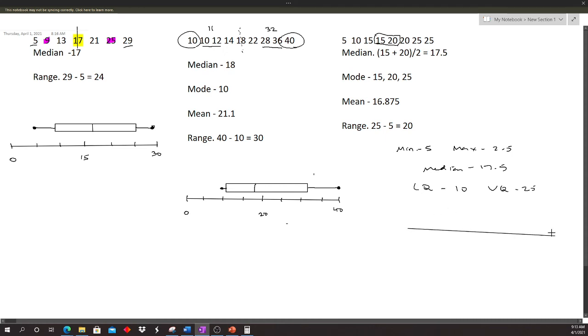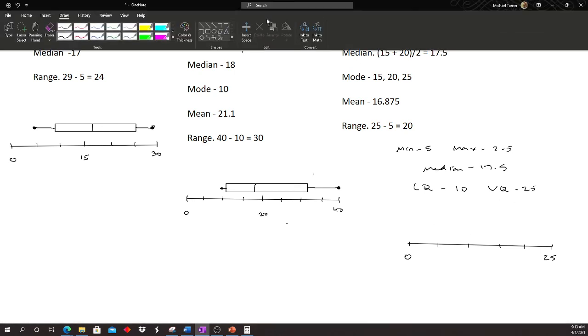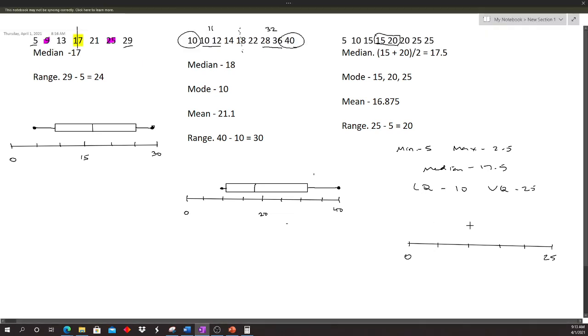On my number line, I'm going to go from 0 to 25, so 0, 5, 10, 15, 20, 25. My box is going from 10 to 25, so I can do that above the number line there. Okay. And then I have whiskers at 5 and 25. My median's at 17.5, and then I'm going to connect the whiskers.